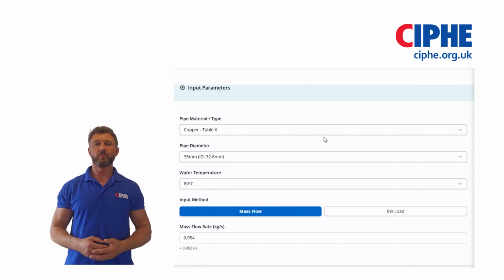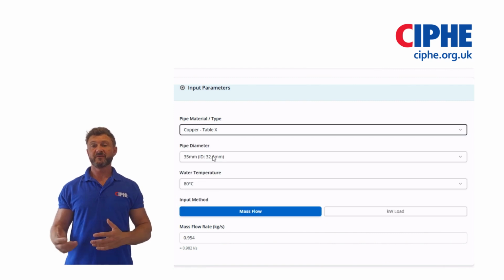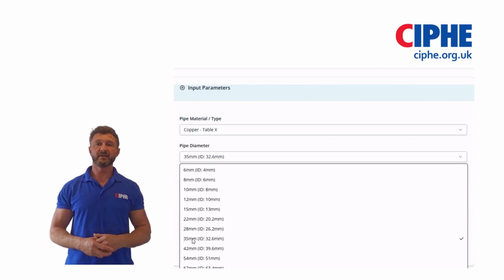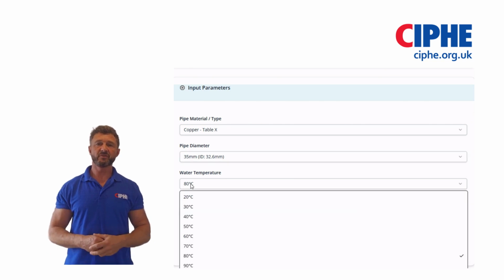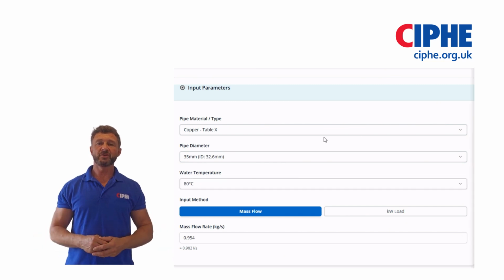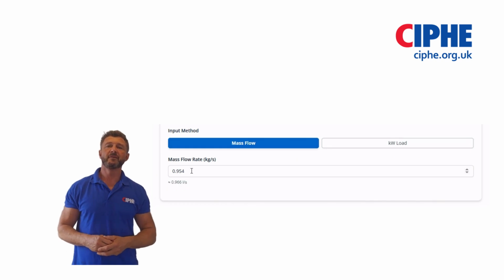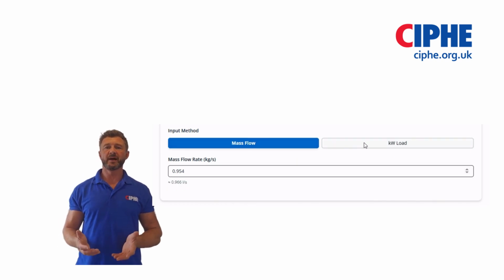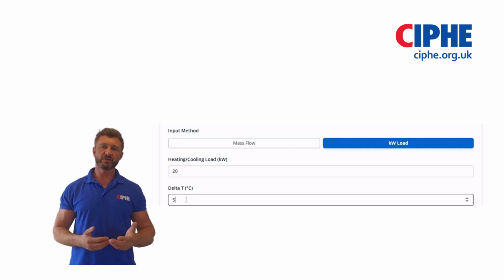Start by selecting your pipe material and diameter. For example, copper table X with a diameter of 35 millimeters. Next, set the water temperature, as this affects the density and viscosity of water, both critical for accurate pressure drop calculations. Then choose how you'd like to define the load. You can enter the mass flow rate directly, or let the app calculate it for you from the heating or cooling load and the temperature difference.